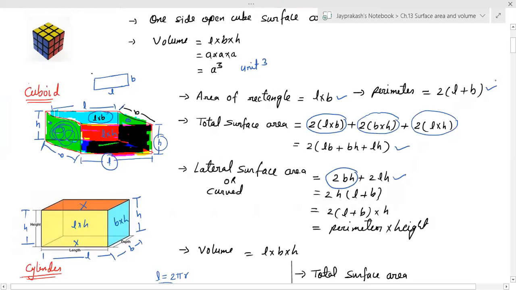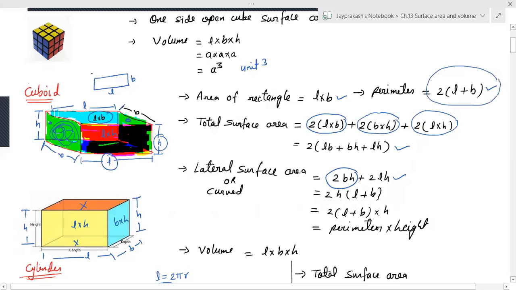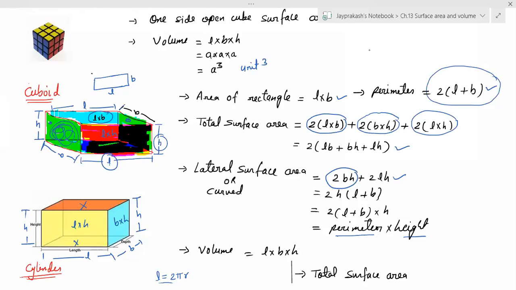Now we know that the perimeter of the rectangle is twice L plus B. So that's why we are using twice L plus B into H, or simply you can write perimeter into height. I'm writing perimeter into height because in some cases the perimeter is given directly and the height is also given. So if you want to find the lateral surface area, you can simply multiply the perimeter with the height.